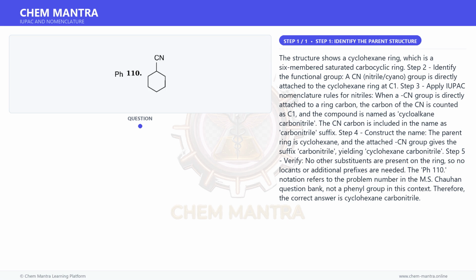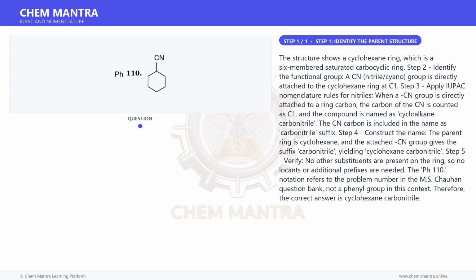Step 3. Apply IUPAC nomenclature rules for nitriles. When a CN group is directly attached to a ring carbon, the carbon of the CN is counted as C1 and the compound is named as cycloalkane carbonitrile. The CN carbon is included in the name as the carbonitrile suffix.